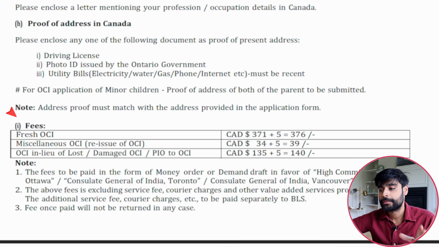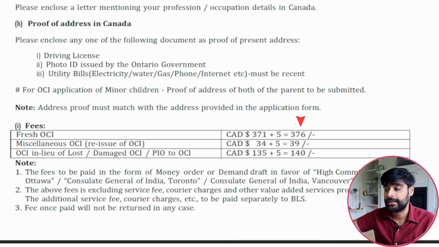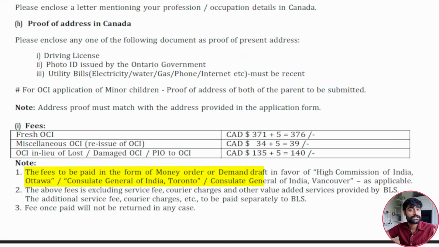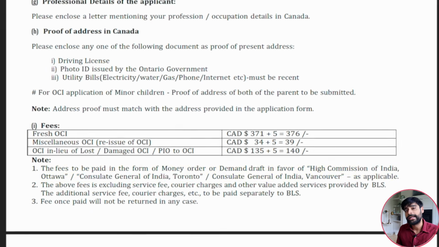So for an in-person submission, you'll need to pay 376 Canadian in the form of a demand draft made payable to the consulate of your jurisdiction. So let's say your jurisdiction is Toronto. So you'll need to go to your bank and then ask them for a demand draft of 376 Canadian dollars payable to the Consulate General of India, Toronto. No other demand drafts are required for in-person submission.